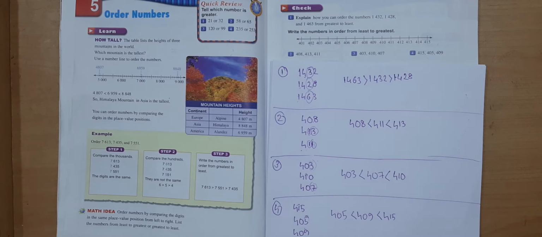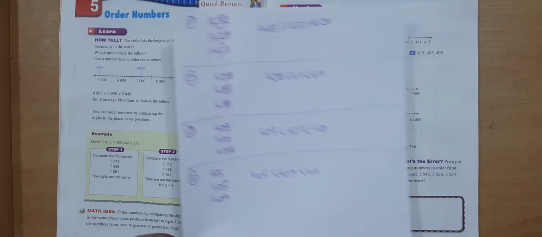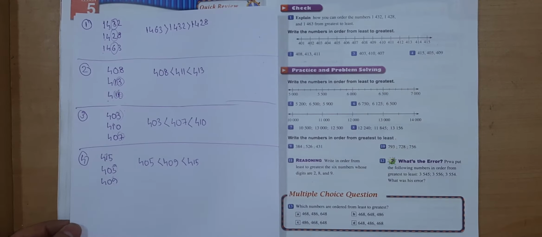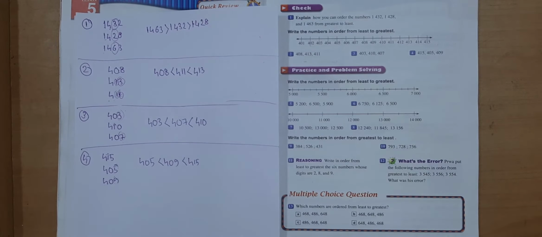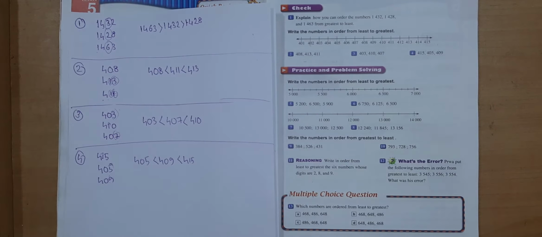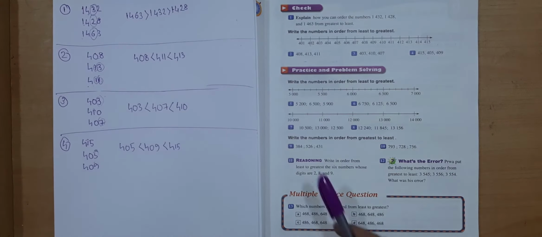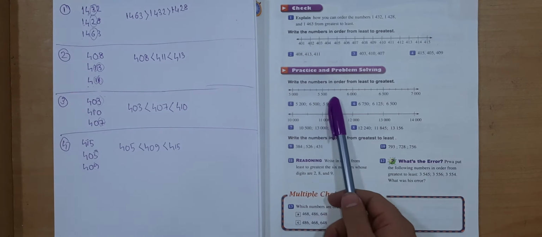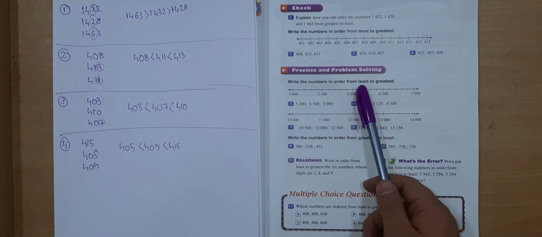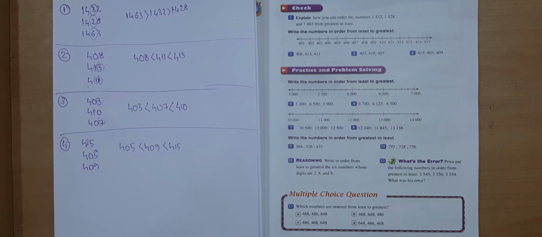Okay, write this one as I give you a couple of seconds. I'll put it here. Okay. Very good. Now let's go to exercise number 5. Write the numbers in order from least to greatest. Again, we're going to write the numbers from the least to the greatest.